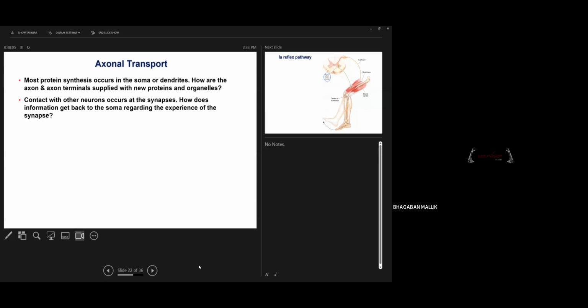So most of the axonal transport, why is axonal transport required? Because most of the protein is synthesized in the cell body, where you have the nucleus, and you have long processes, the axon terminal far away from the cell body. So you need transport of material from cell body to the axon terminal. That's why you need this motor protein, either dynein or kinesin.